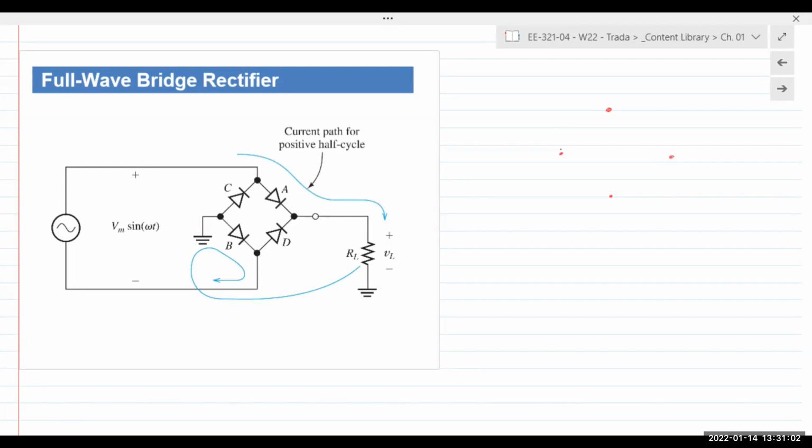So when I draw this out, I typically just draw 4 dots. I have 2 diodes pointing up like this, and then I have 2 diodes pointing down.